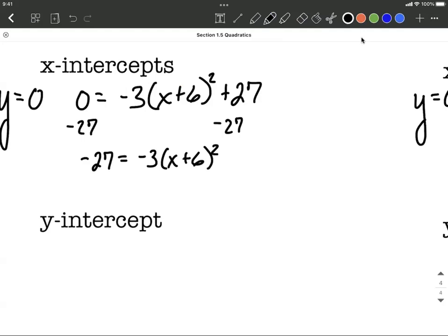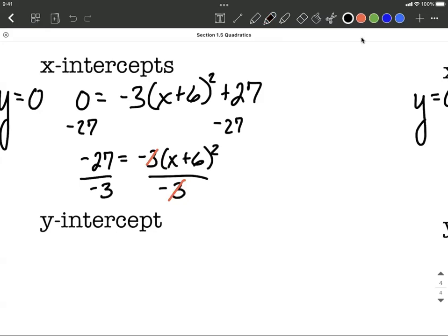Next, we want to isolate the part that's squared. That exponent's only attached to the set of parentheses and not the negative 3 in front. To get rid of that, I'm going to counteract the fact that it's multiplied by the set of parentheses. I'm going to divide by it, and in doing so, it goes away.